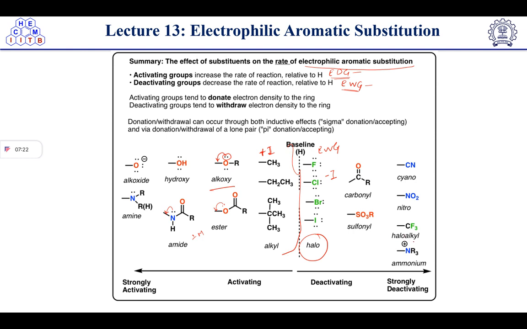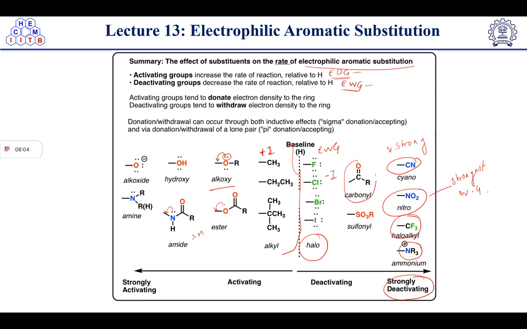Now let's talk about the strongly deactivating groups. So you can see the cyano group is a very strong withdrawing group. And talking about the nitro one, nitro is the strongest withdrawing group. Okay, and CF3 is also showing a withdrawing effect, and NR3 is also an ammonium. This ammonium is also a very strong withdrawing group. So that's why these groups are giving a strongly deactivating effect on electrophilic substitution reactions.